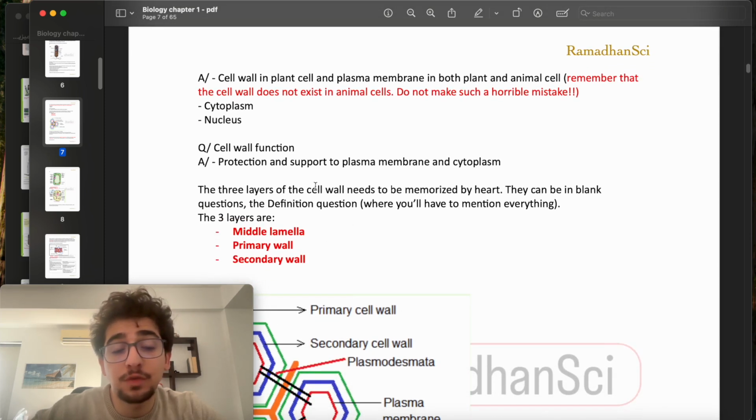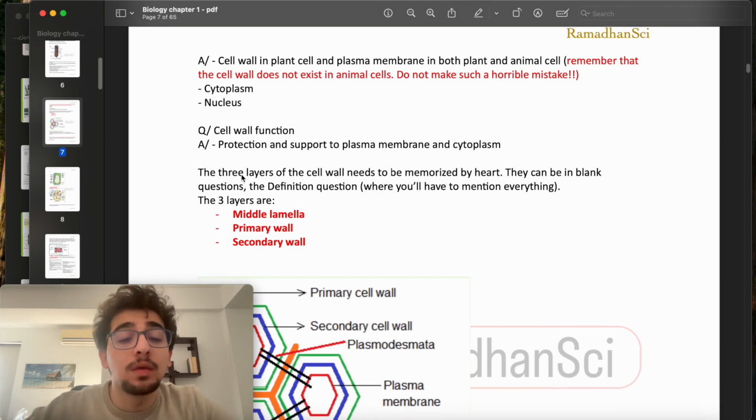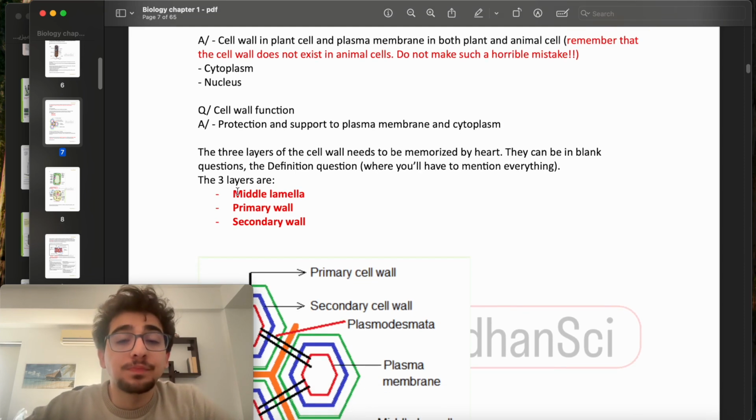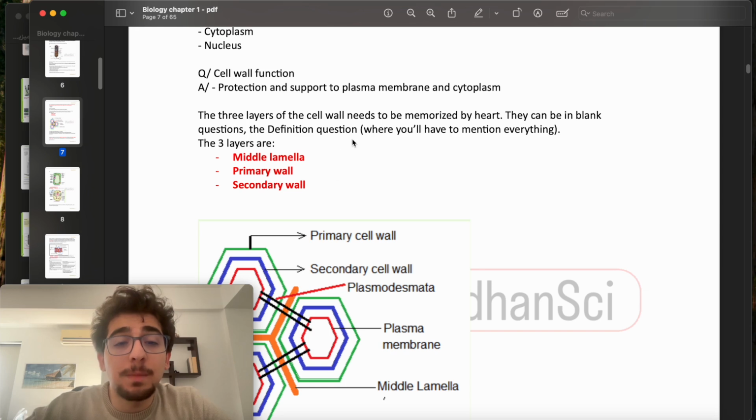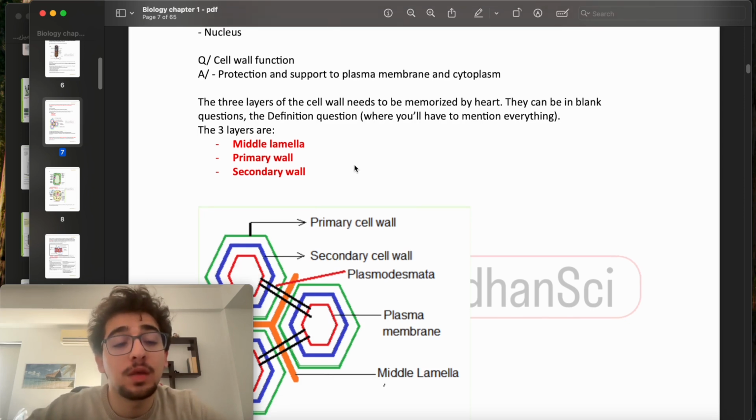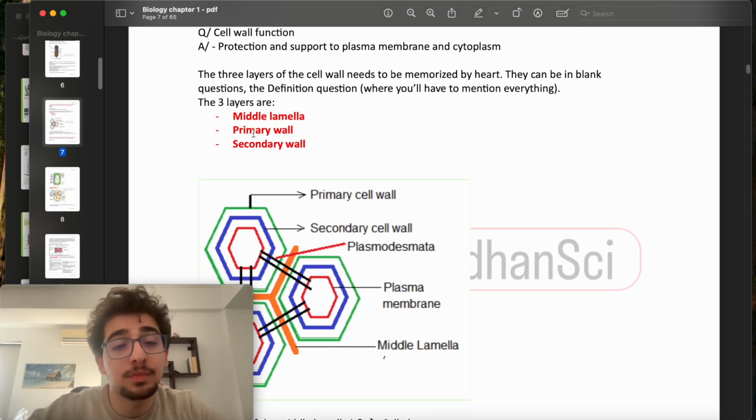Also, what is the function for each of the following? The cell wall. The function is protection and support to the plasma membrane and the cytoplasm. The cell wall in plants is made up of 3 layers. You have to memorize this by heart, as you can have this either in a blank question or in the definition question where you're going to have to mention everything you know. So the 3 layers are middle lamella, primary wall, and secondary wall.